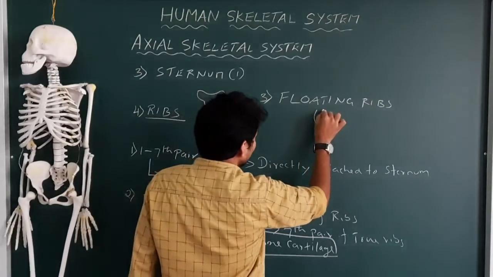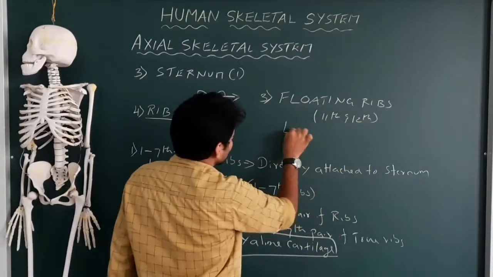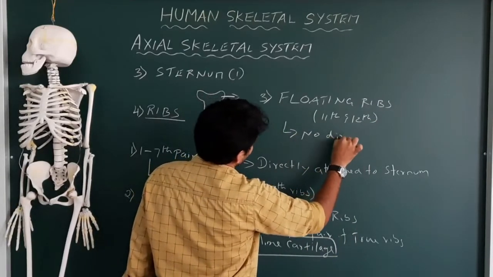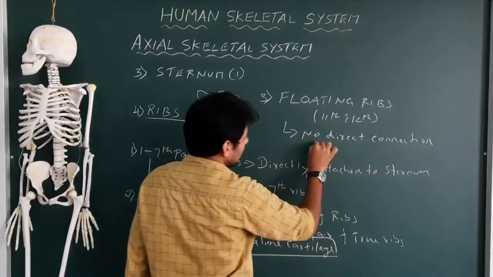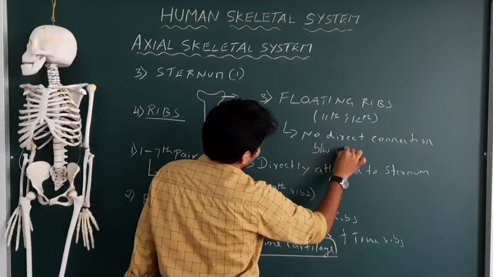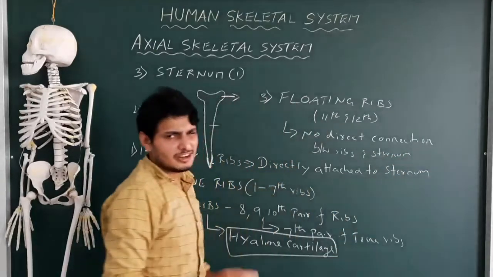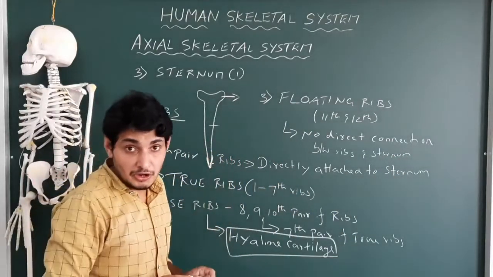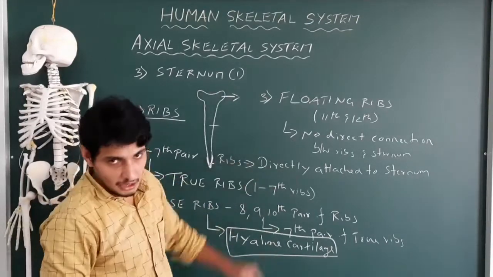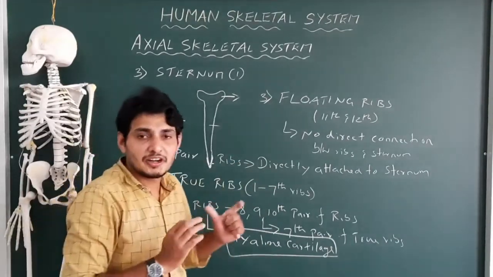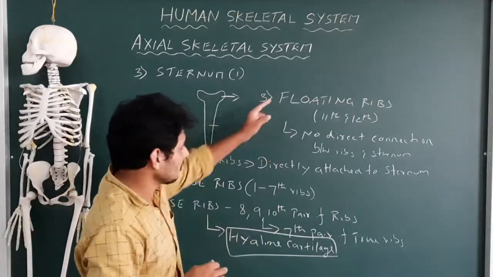So for the 11th and 12th, there is no direct connection between the ribs and even the sternum. They are just floating. Got it? They play an important role in breathing, because the diaphragm is situated there. It gives space to the diaphragm, so that the diaphragm can contract and relax. So that's the important function of floating ribs.